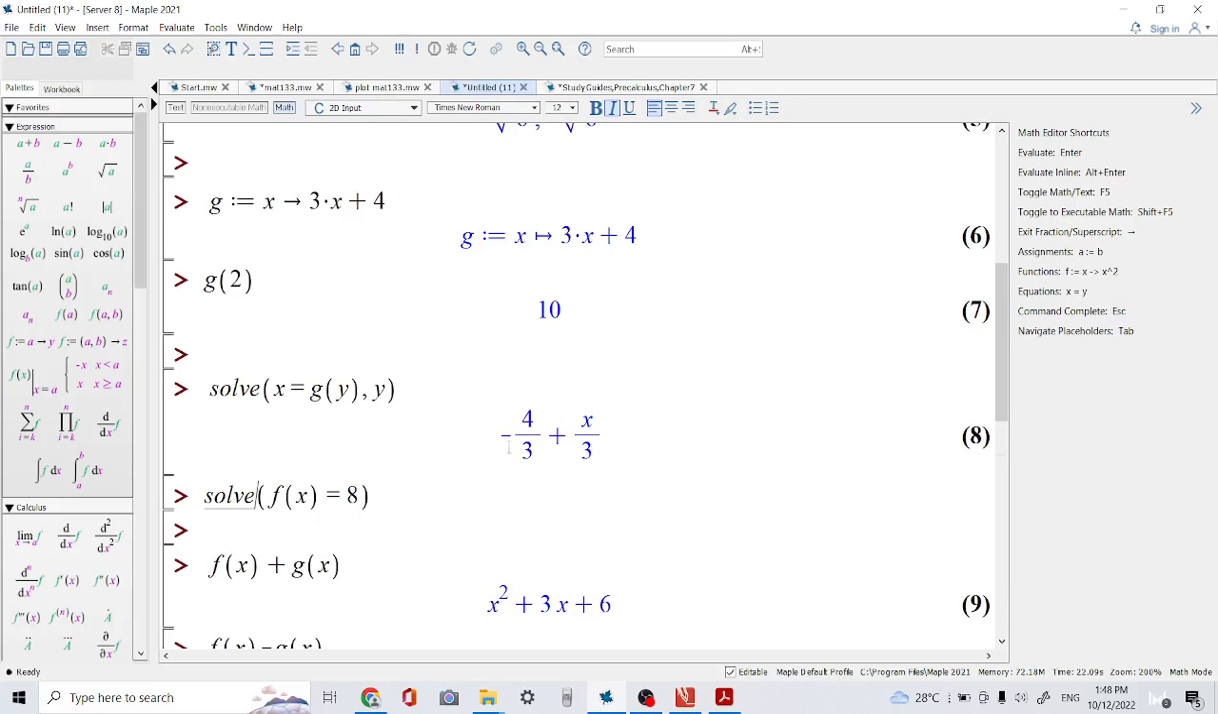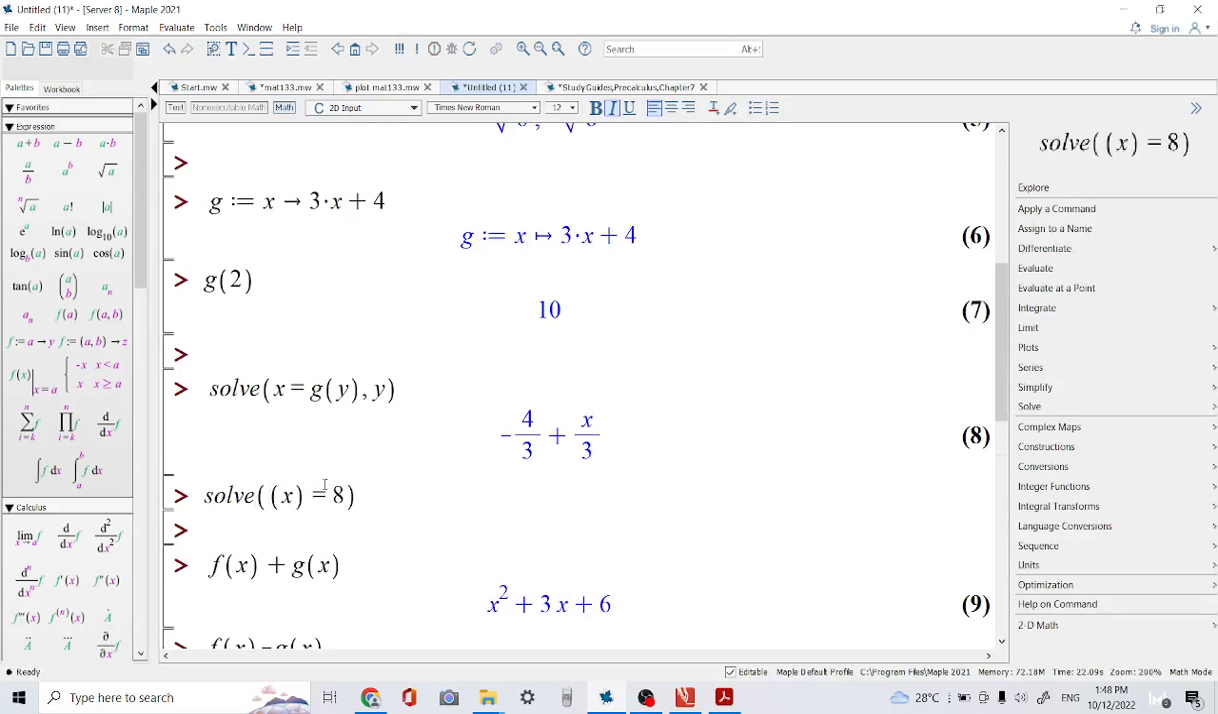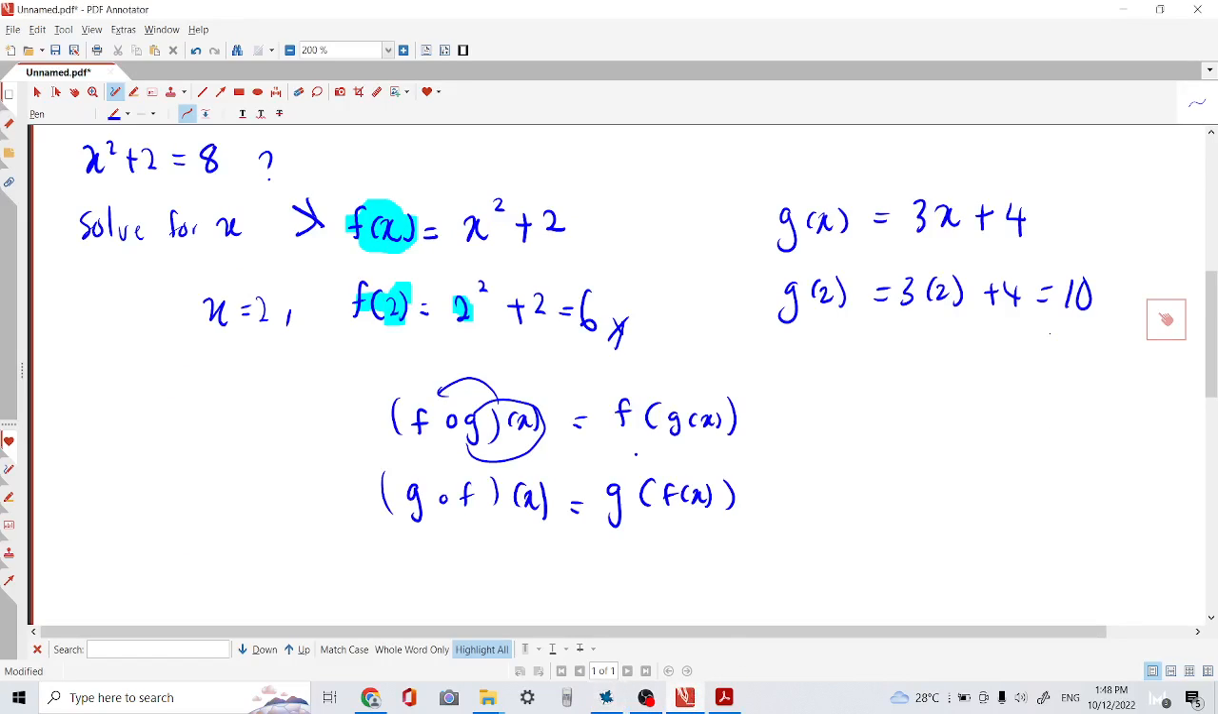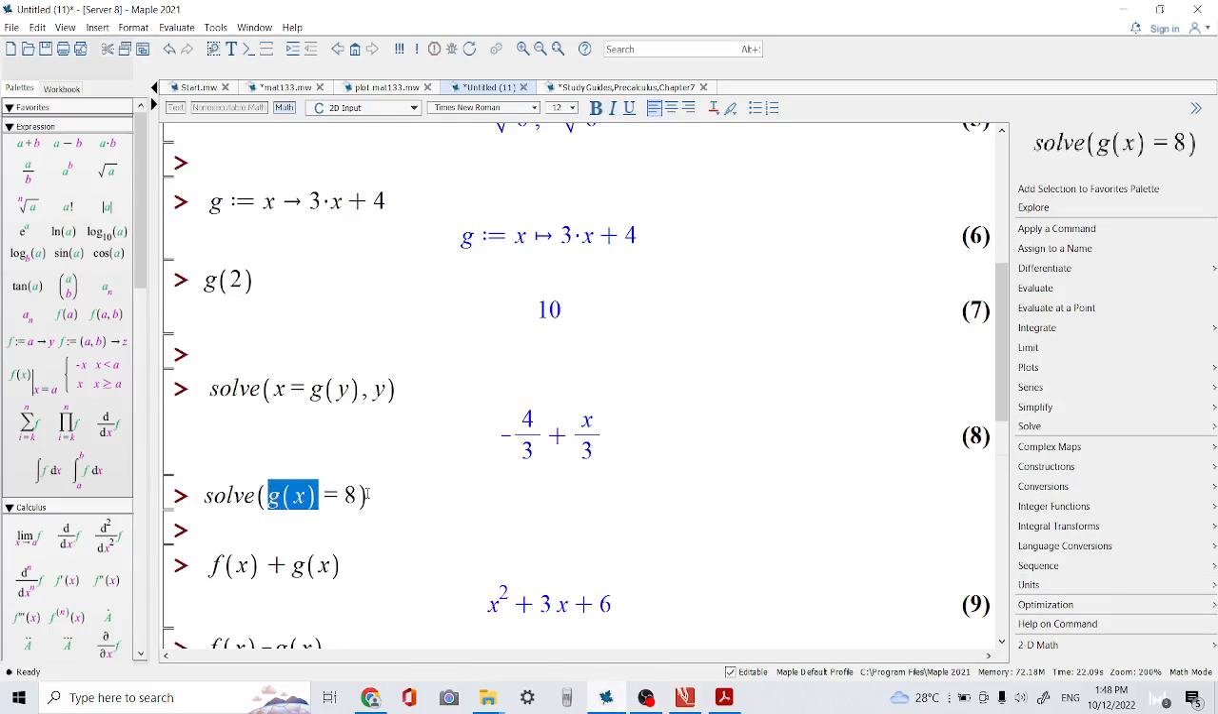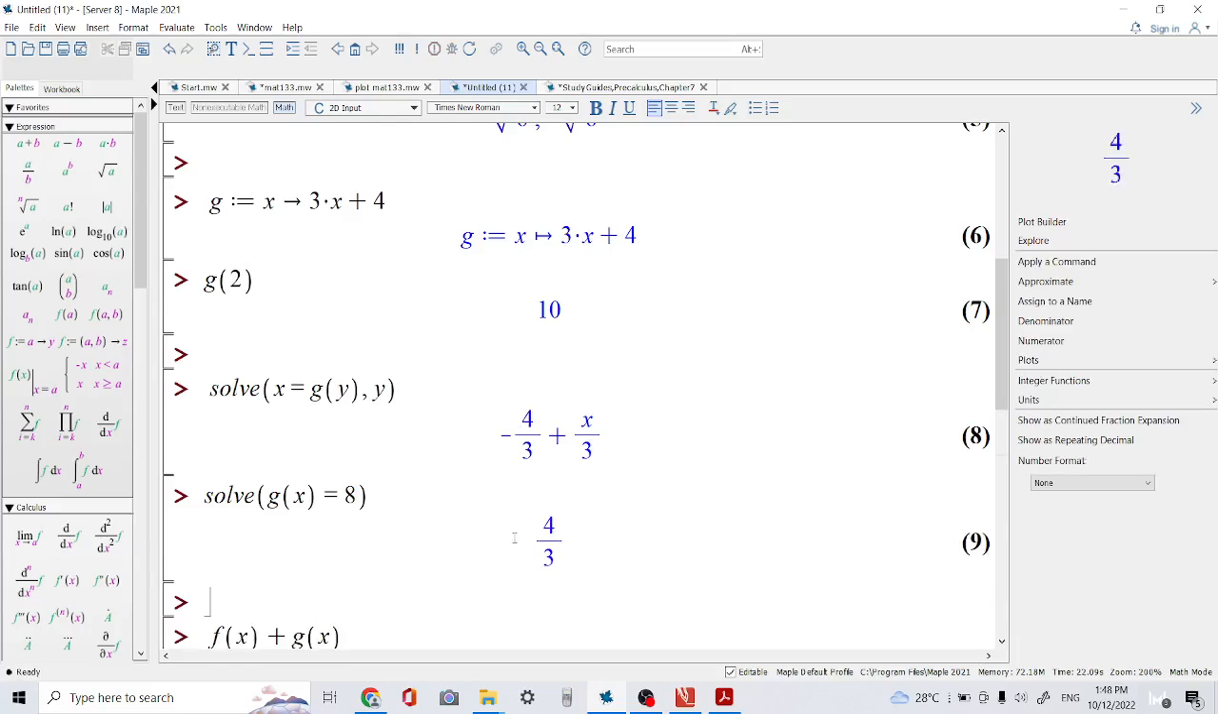And then if we want to find x if given g(x) equal to something. For example, this is the g function. If given 3x plus 4 equal to 8, so what is x? This is how: you solve for g equal to 8. So this is the answer, 4/3. Okay, so that's all.